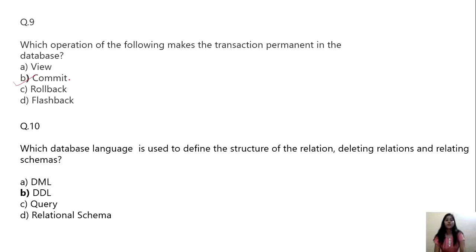Okay, so commit and rollback, all these are very important operations, so make sure to go through them. Next question is, which database language is used to define the structure of the relation, deleting relations and relating schemas? So which database language helps in defining the structure of the relation and deletion and relation of the schema? Data definition language helps in doing so.